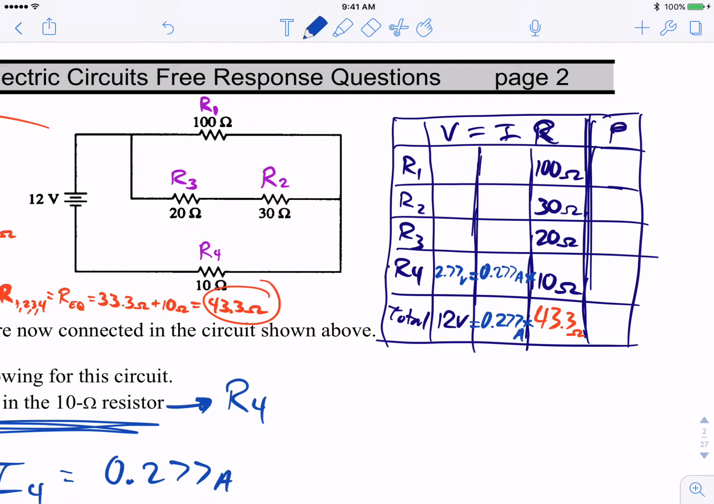Okay, so R2 and R3 are in series with each other. They're going to have voltage drops that add up to equal the same voltage drop that you're going to see in R1. So if I highlight R1 in purple here, and then I highlight R2 and R3 together like this, I'm making a note to myself that whatever goes in those purple boxes, these two are going to add together to give me that same number there.